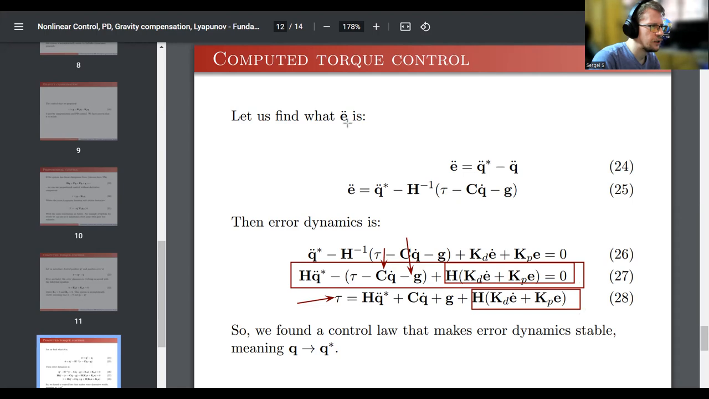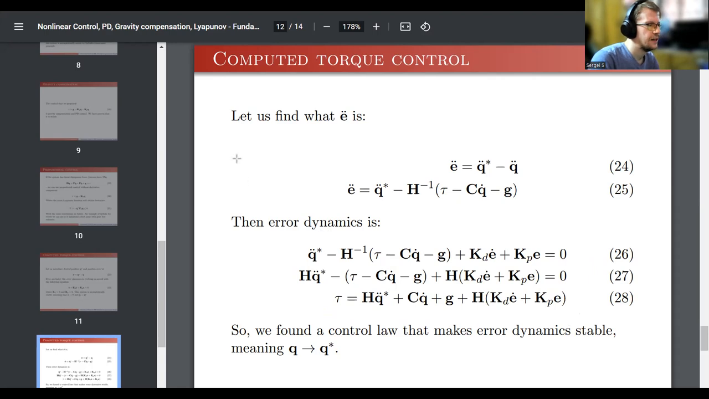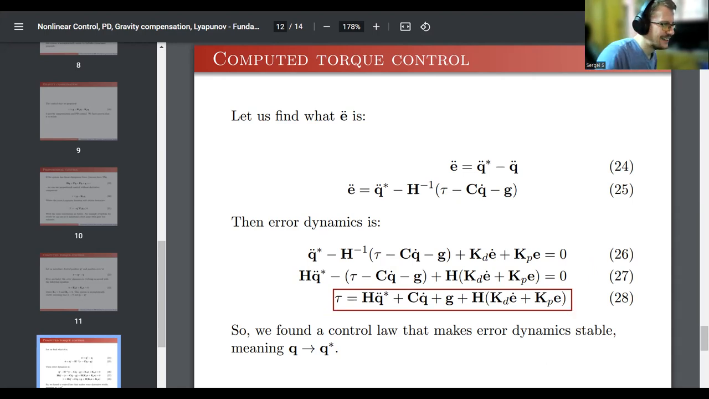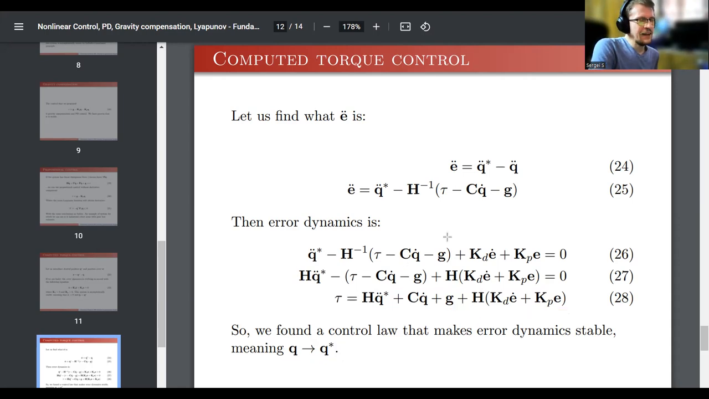Again, from here, we just express tau. It looks like this. So as long as we do it this way, that is it. Q will go to Q star. Notice, no reason to use any complicated Lyapunov analysis. Why? Everything is extremely simple. What happens is, this is just the original dynamics, notice, except here, instead of Q double dot, you have Q double dot star. But everything else is original dynamics.